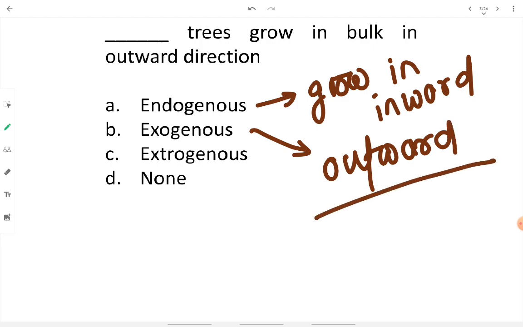There is no term such as extrogenous. It is mentioned here just to create confusion between exo and extro. Extrogenous is not a term. Therefore the answer we are looking for is exogenous trees. Exogenous trees grow in bulk in outward direction. They are more useful in engineering applications. Okay, let's go to the next question.